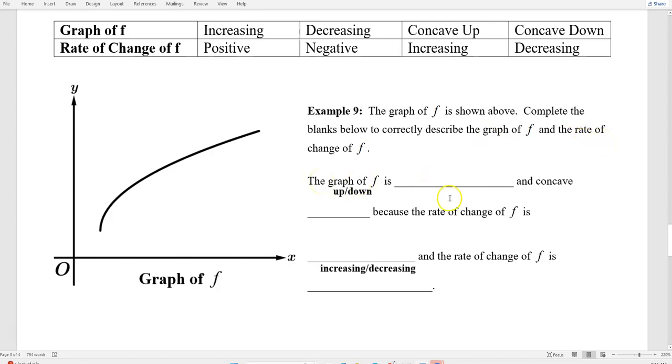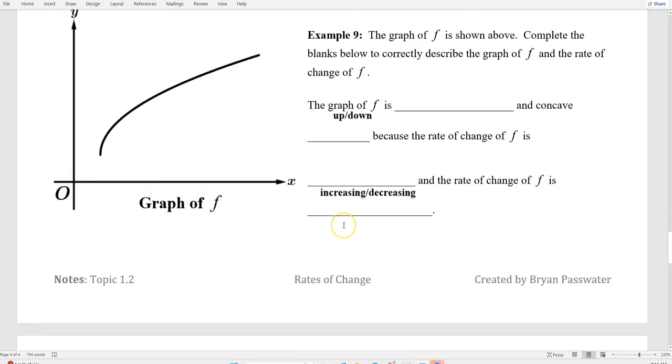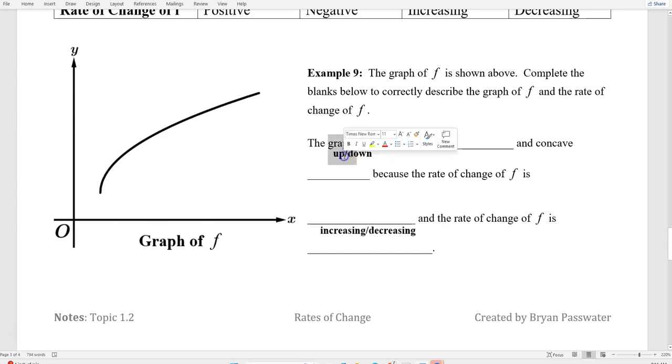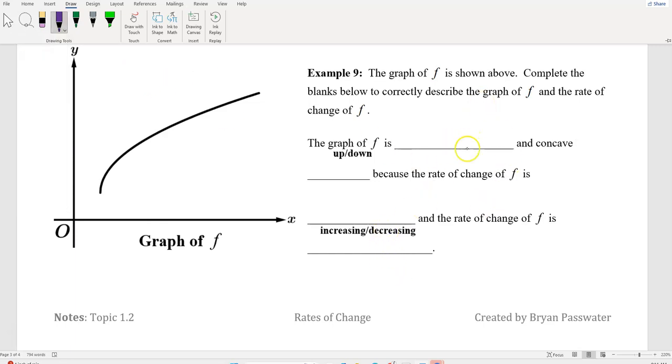So, oh no, where I moved it, it moved these things. I've messed it up. I need to go back and fix that. The graph of f is blank and concave blank. Okay, that up down is definitely supposed to go here. Okay, so I'm pretty sure this one was supposed to have increasing or decreasing underneath it, right here.